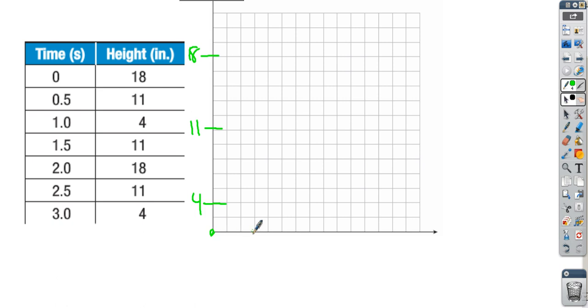Here's 0. Let's make that 0.5. Let's make this 1. We'll make this 1.5. We'll make this 2. And we don't really need to go much more than that. So at 0 seconds, we're at our high point of 18. At 0.5, we're at 11. At 1 second, we're at 4.